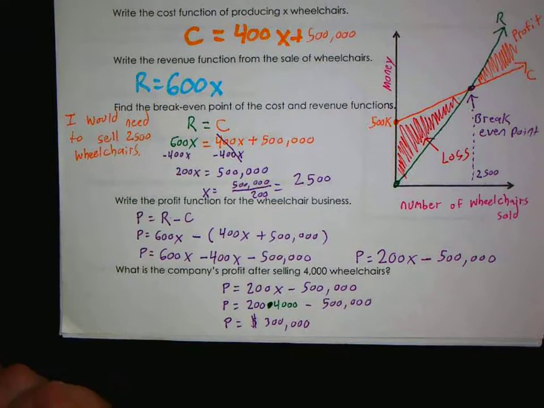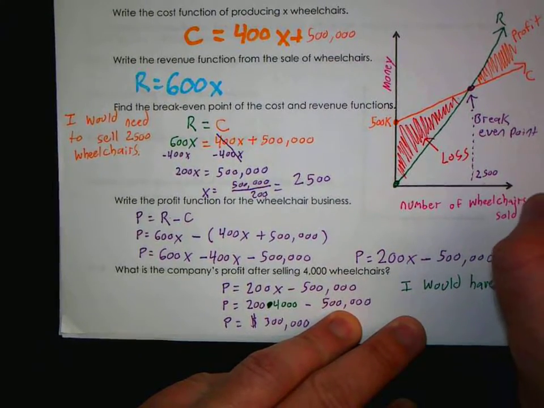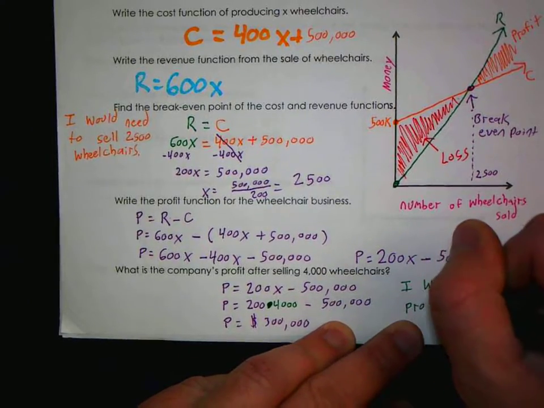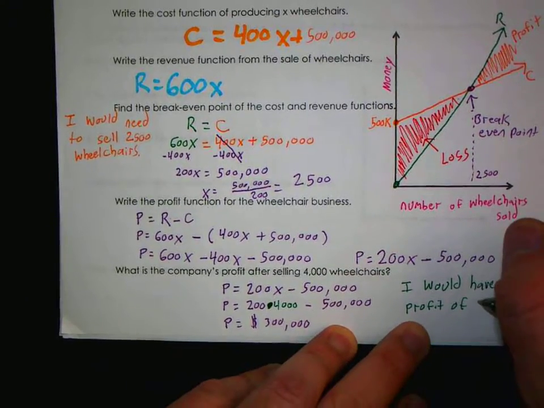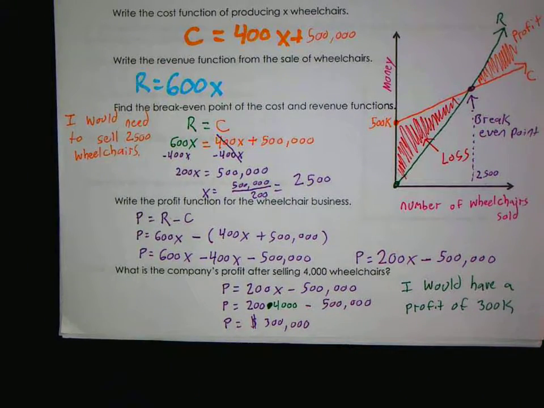So if I sell 4,000 wheelchairs, I would have a profit of 300,000. Remember, you could put a K. K means 1,000. 300K. That's what K means. So if I sell 4,000 wheelchairs, I get a profit of 300,000. But I invested 500,000 in this company. That's a pretty big risk to take.